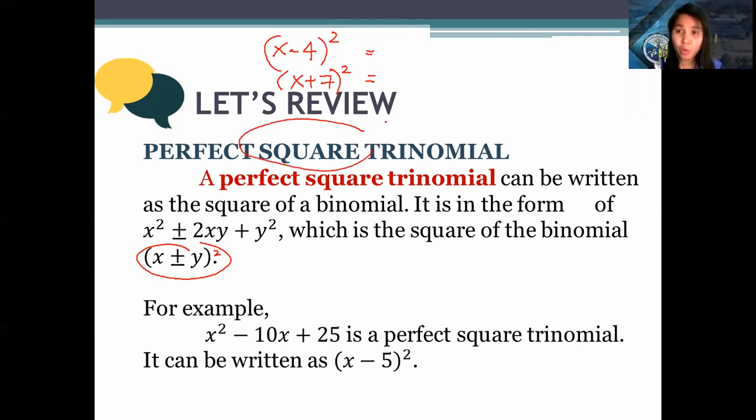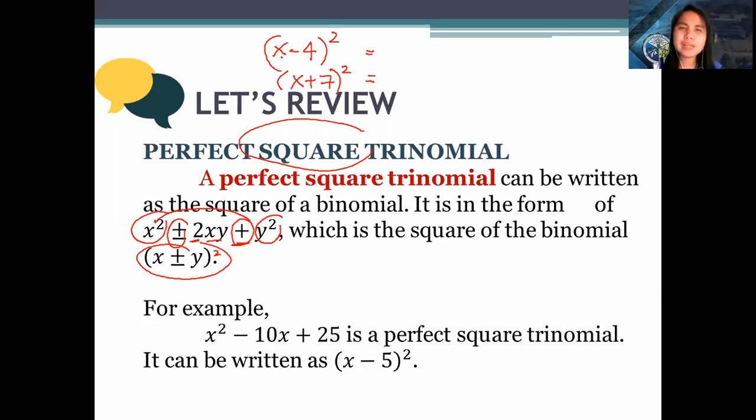Now, what is the form of a perfect square trinomial? Here, you look at this. The first term is a square. The second term can be a plus or a minus. It's twice the first and the last. And the last term is always positive, the square of the last term.